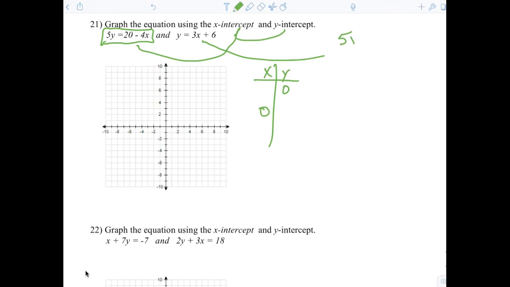You guys are saying, huh, too much. Just watch. If y is 0, 0 equals 20 minus 4x. Add 4x to both sides. 4x equals 20. So x is what? 5, right? Now, if x is 0, y is what? 4. Now plot those points and graph the line.